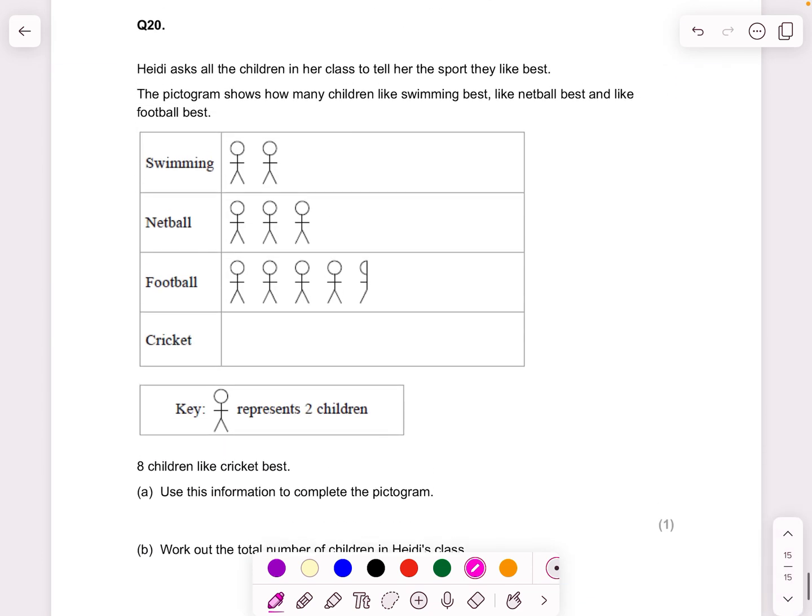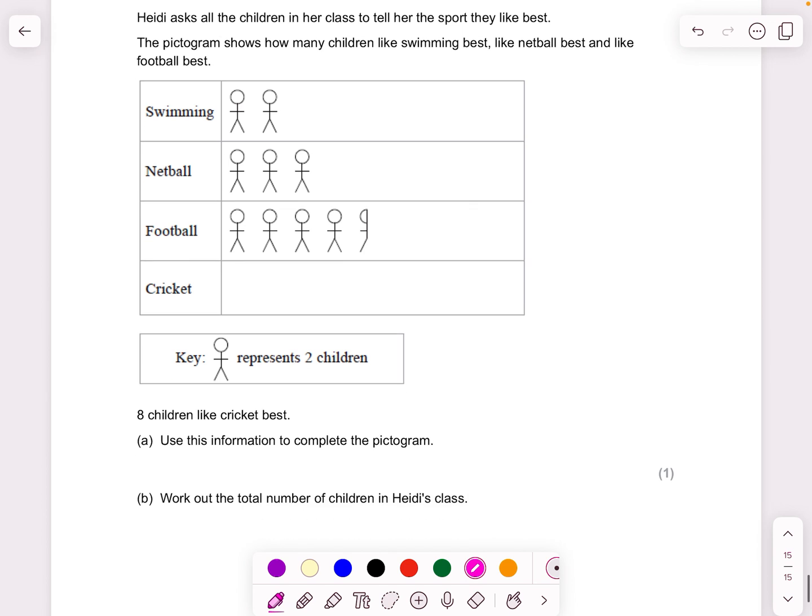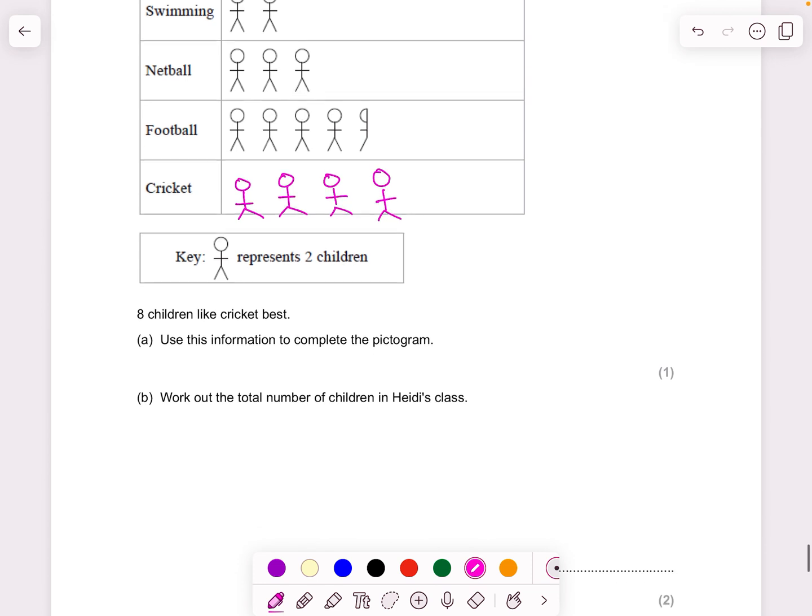And then the last question, the pictograms, nice and easy. We know the key, 8 children like cricket best. So each man represents 2 children. So for cricket, you want to draw 4 children or 4 stick men. Okay, because each one is 2. So 2, 4, 6, 8. So we've done that one.